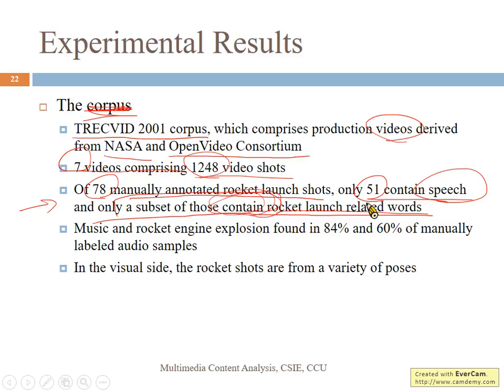We have to do audio content analysis and visual content analysis. Music and the rocket engine explosion are found in 84% and 60% of manual label audio samples. And on the visual side, the rocket shots are from a variety of poses. Therefore, it's not easy to detect whether there is a rocket inside.